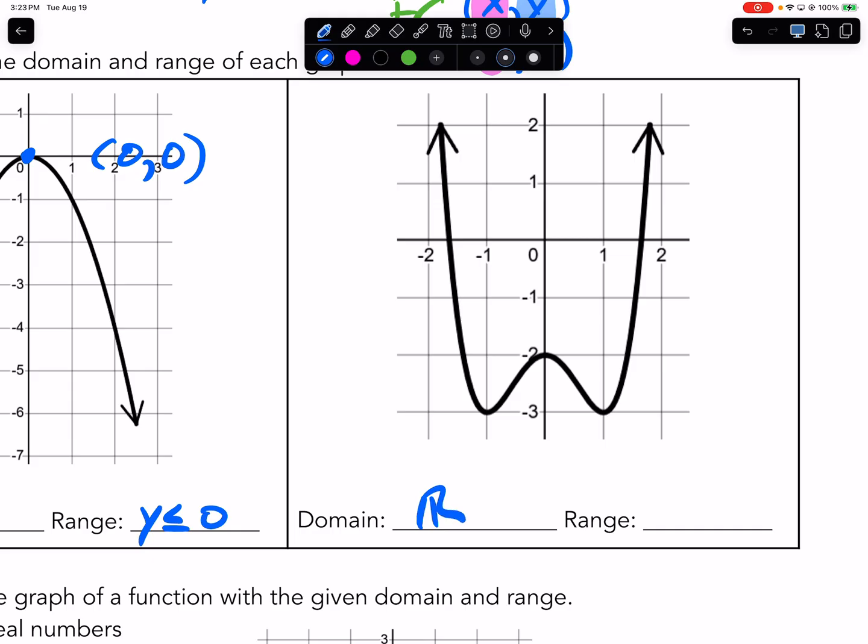Where do the y values start on this function? -3. Is it greater or less than -3? Greater and equal to or not? Yes. Greater than or equal to -3.